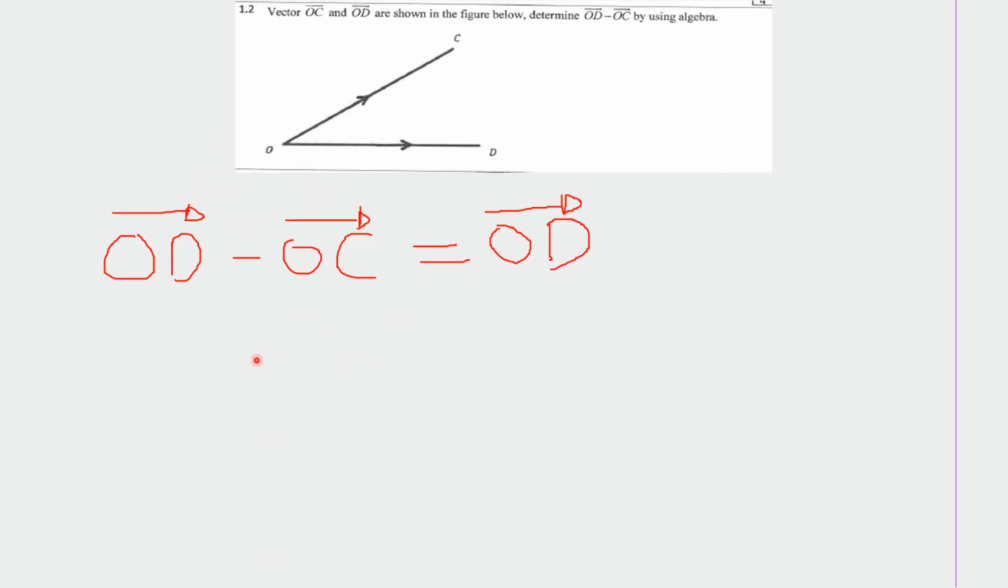And then now we're also going to check what? OC. OC is also going in the direction of what? Of OC. So we're just going to write the equation. We repeat the same thing. Minus OC.